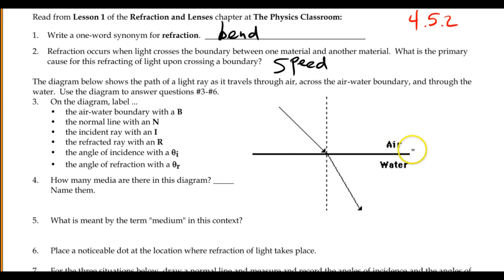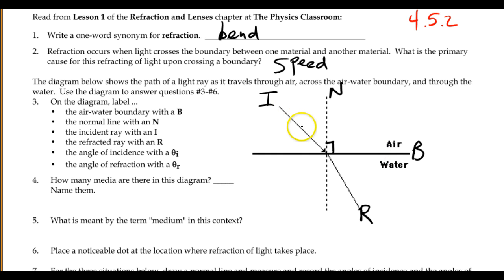The boundary would be B here. So we're going from air up here in this area to water down here in this area. The normal, which is a very important reference line, is not an actual physical thing, but it's a 90-degree line to the boundary. The incident ray, incident meaning coming into the light. So here's a light ray. Notice it's an arrow, and it's coming into the air-water boundary. The refracted ray, so refraction is what occurs once you've hit the boundary. So the refracted ray is the ray after you've gone into the new material.